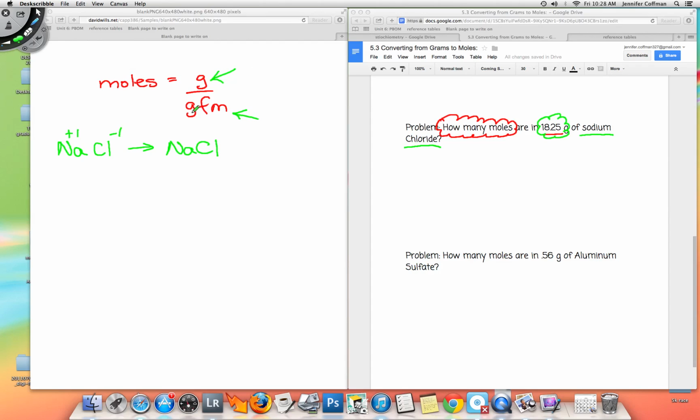Okay, so now we have to figure out the gram formula mass of sodium chloride. Of course the phone is going to ring now. Of course it is. We're just going to ignore that.